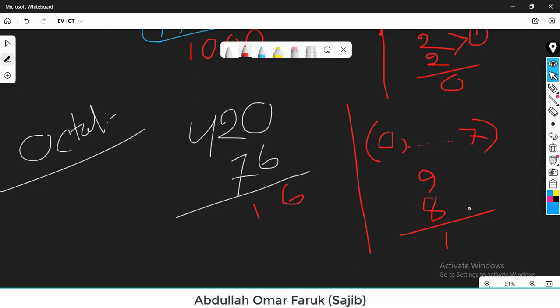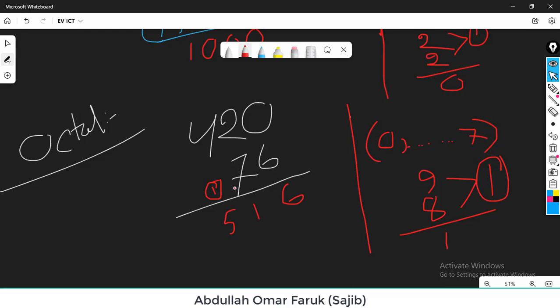This 1 is my result, and as I subtracted it for once, this 1 is my carry, and this 1 will never be lost. This 1 will come here, and this 1 will be joining to this number, and 1 plus 4 gives me what? 5. I can write 5 because 5 is present in octal number system.